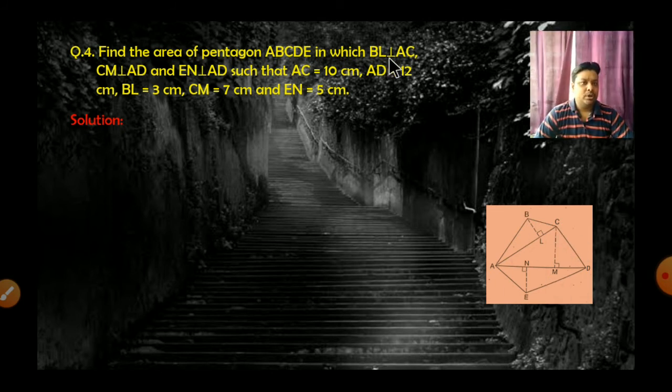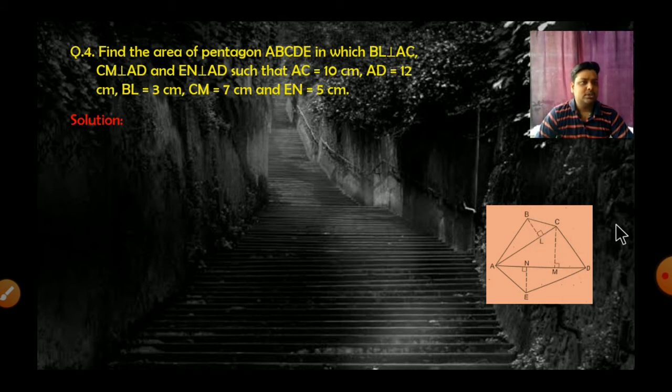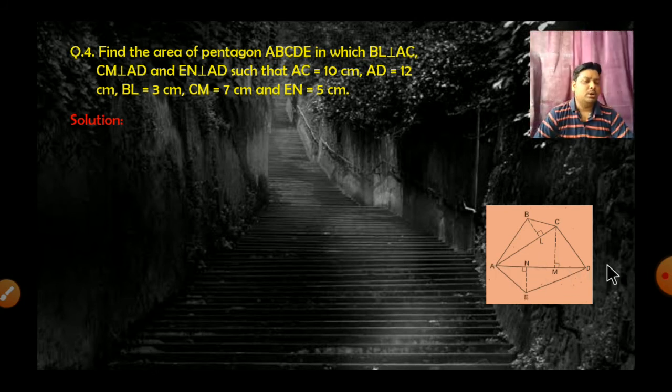Here what is written? BL perpendicular AC. You can see the symbol also, at L there is a perpendicular sign. So BL is perpendicular to AC. Also CM is perpendicular to AD, which is already given. And EN is also perpendicular to AD. Okay students. And values are also given.